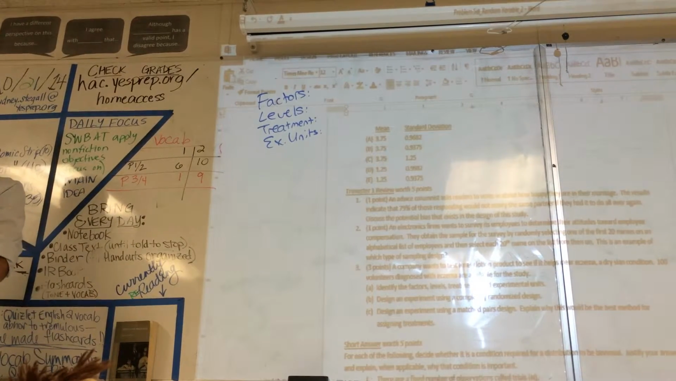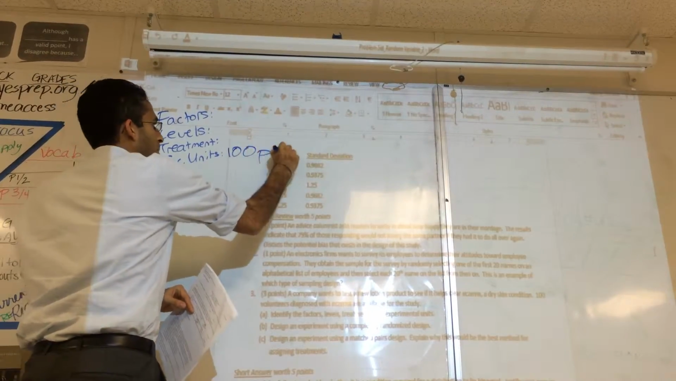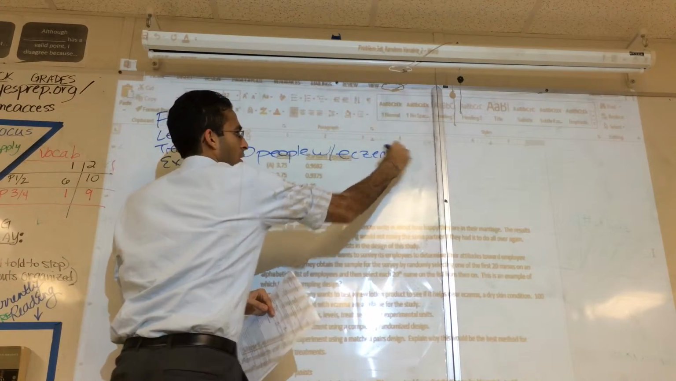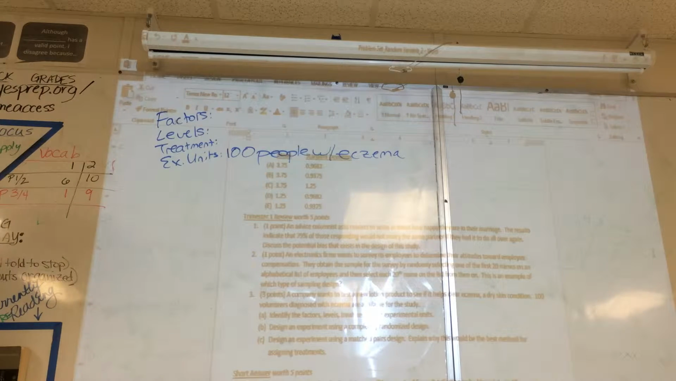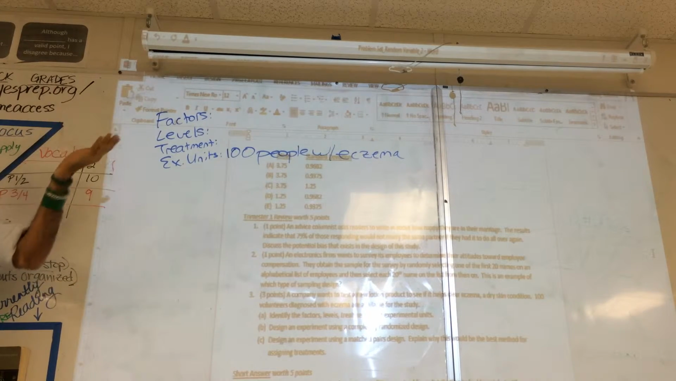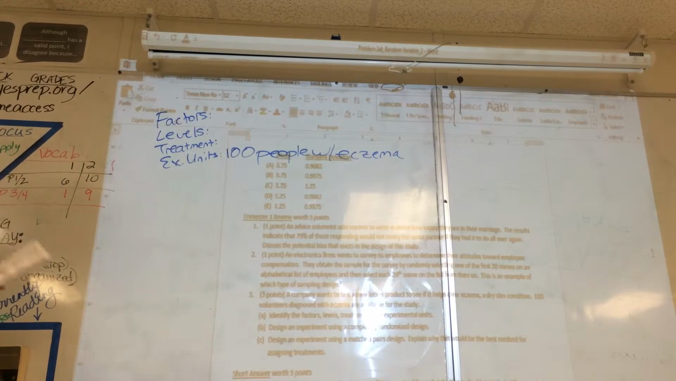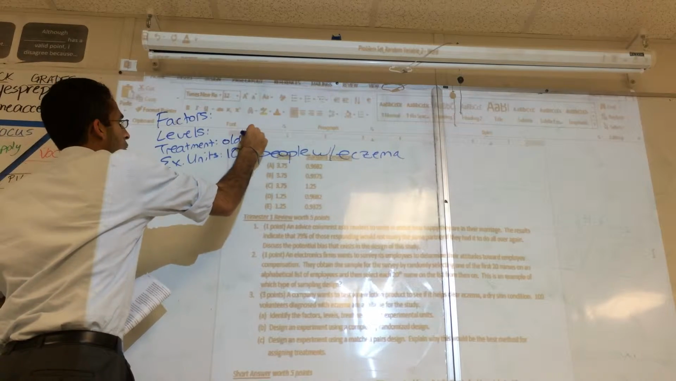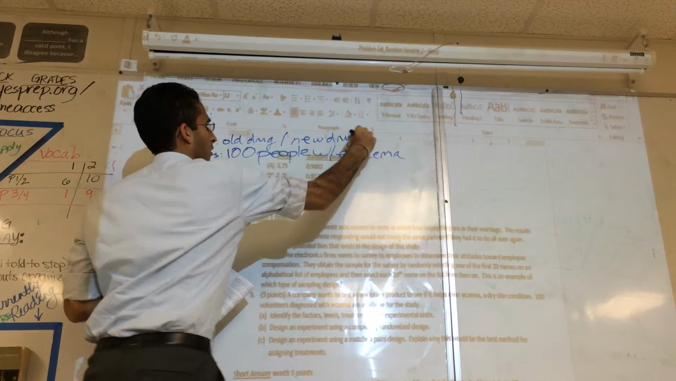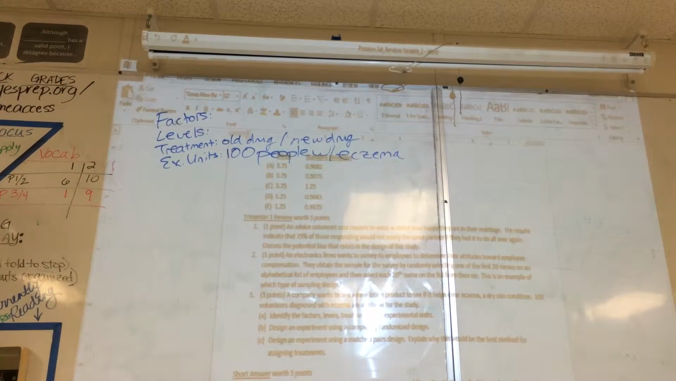Ready, Paul? What is being tested? So in this case, the 100 people with eczema. The treatment is what do you actually give the people? Well, either the old medicine, old drug, or new drug.